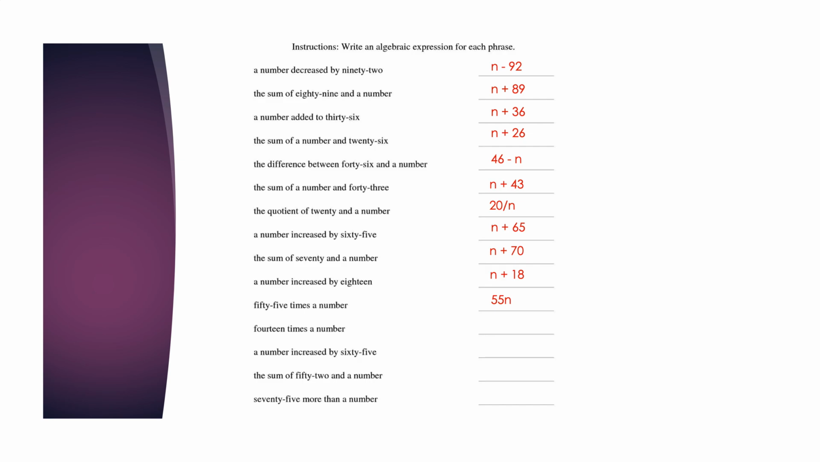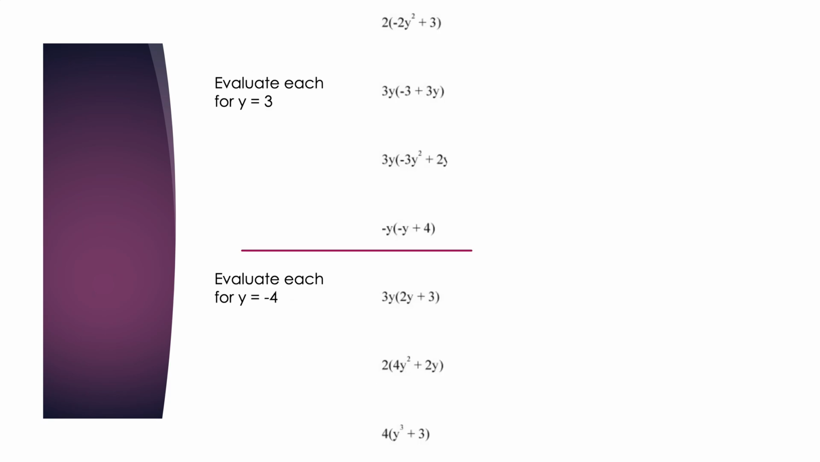14 times a number. Well, if you didn't understand 55n, maybe now we adjust your answer to this one. If 55 times n is 55n, 14 times a number would be 14n. Remember, no symbol between two things, like 55n, 14n, that means multiply. A number increased by 65, n plus 65. The sum of 52 and the number, n plus 52. Again, we've talked about order. And 75 more than a number. More than, last shall be first, first shall be last, n plus 75. All right, so that would be the first page.